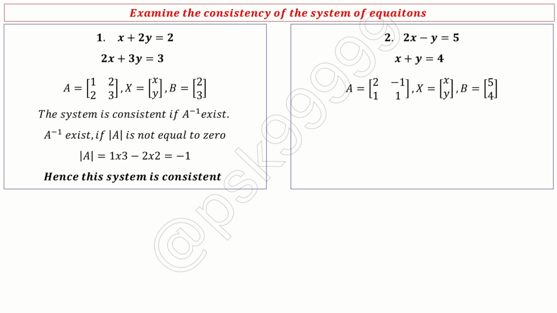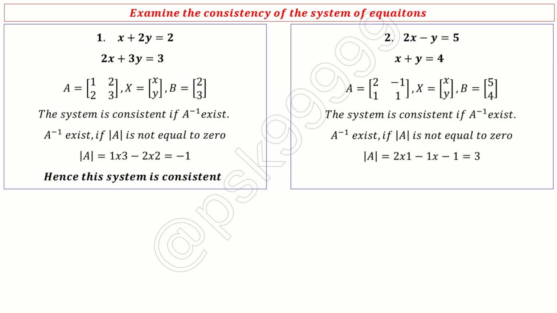Similarly for the second one, you take the matrix A and then find the determinant. It is 3, so it is a consistent system.